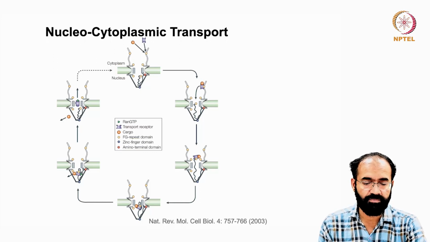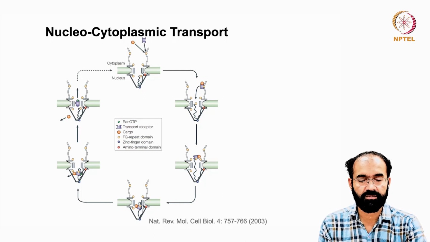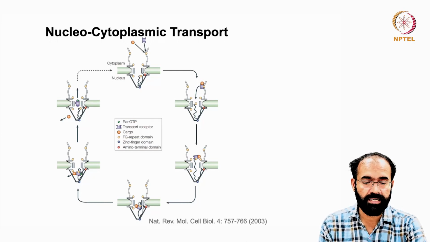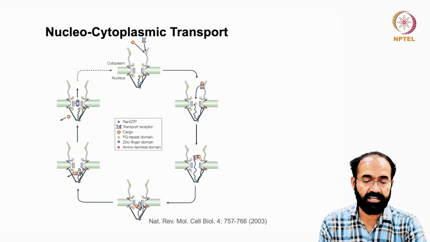For convenience, you can start from any particular location, and you need to understand this key here: this particular blue color shape is Ran GTP, and this big purple one is the transport receptor, the orange one is the cargo, and the small yellow circle is the FG repeat protein. FG stands for phenylalanine glycine repeat containing protein, and this blue circle is the zinc finger protein, and this reddish circle is the amino terminal domain of the protein. This key is given for our easier understanding.